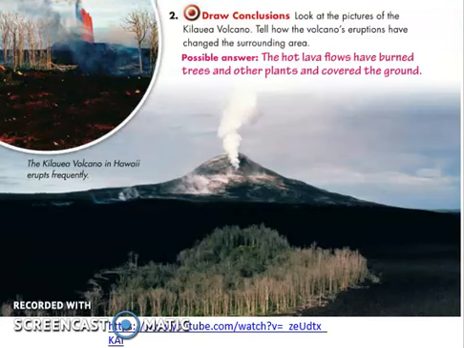Let's go to another country, Hawaii. The Kilauea volcano in Hawaii is frequently erupting. I will show you a video about Kilauea volcano in Hawaii.